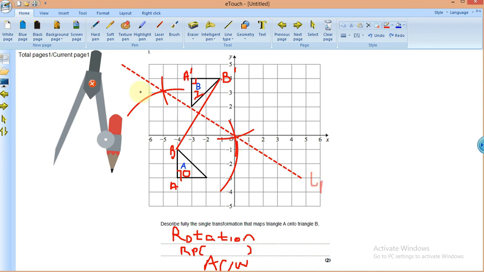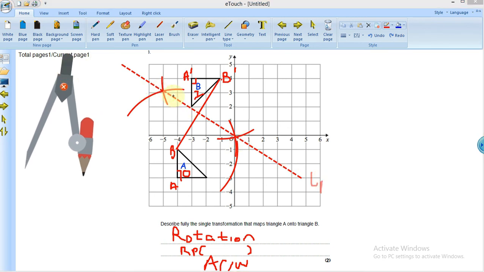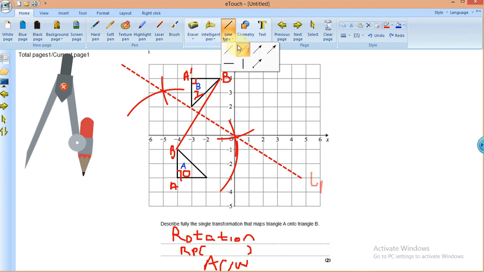So join any other two corresponding points. I can join A to A prime now, then I bisect it. Where L1 and L2 meet, that will be the reference point. So I just need to be fast with this now. Go ahead with the line. Let me use the same straight line. So join A to A prime now and bisect it.